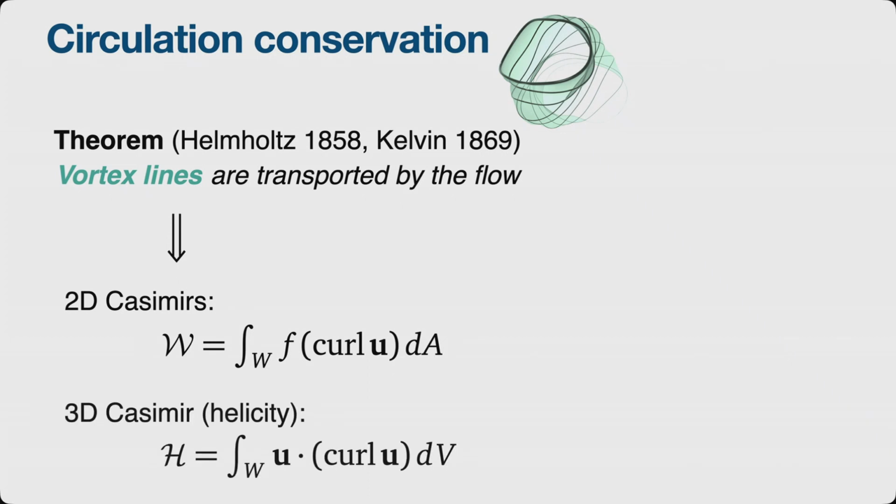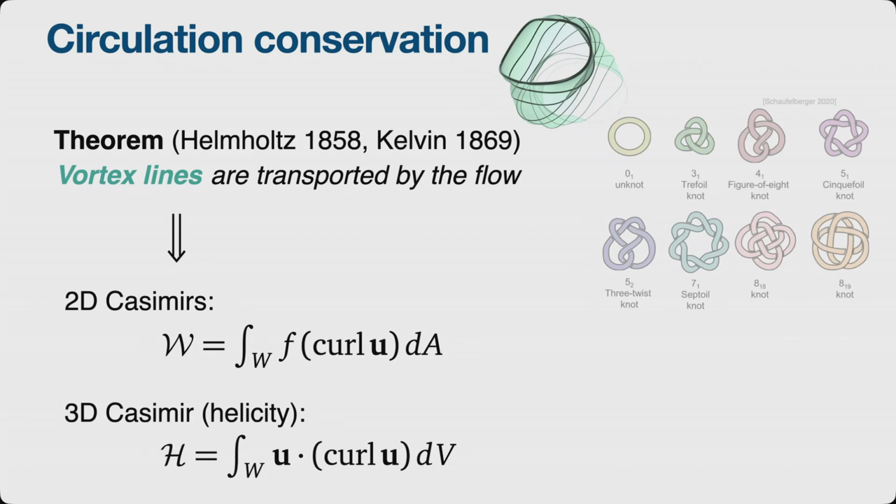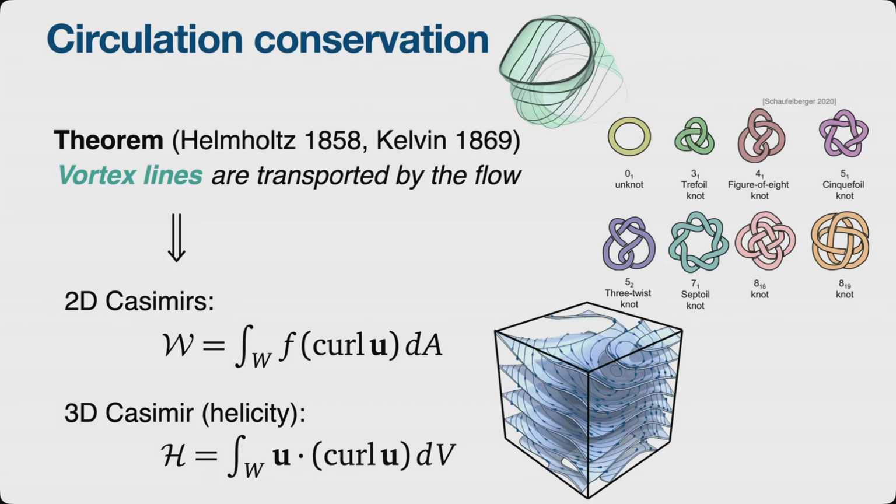So this is where things get into topology and topological hydrodynamics, because that statement can be made into a function, which is what Casimirs are. For 2D, that just says any function of vorticity is preserved. That's countably infinite many functions. And for helicity, for 3D, it's just one. And it's basically the dot product of velocity and its curl, vorticity.